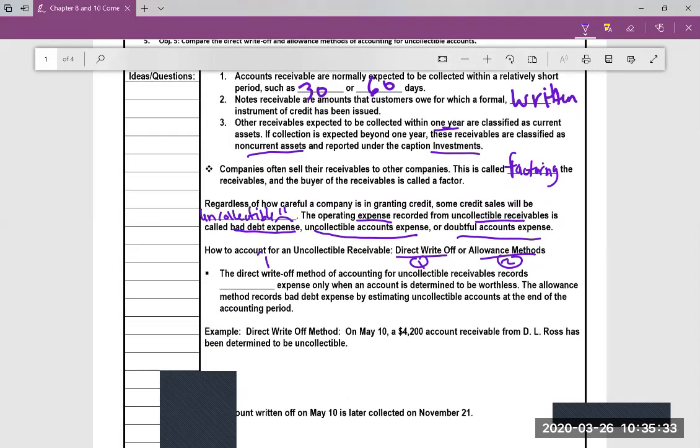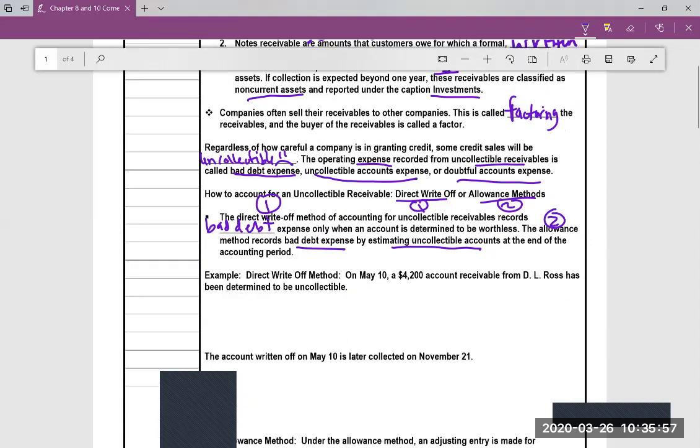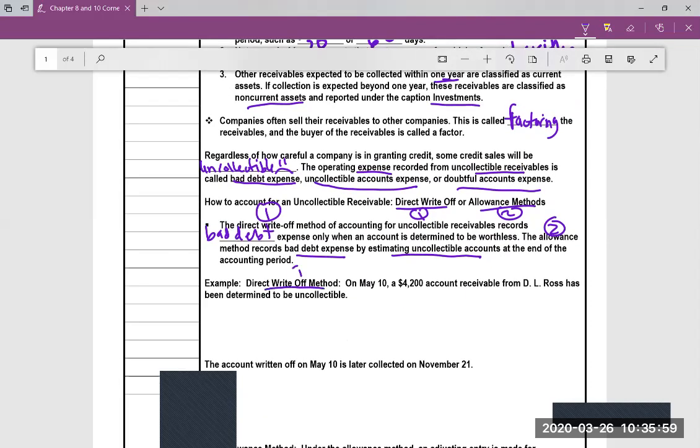We're going to talk about two different methods on how to account for these uncollectibles. First off, the direct write-off method of accounting for uncollectible receivables records that bad debt expense only when the account's determined to be worthless. The allowance method, we'll talk about that one in a second, reports bad debt expense up front. You're kind of estimating how much will be uncollectible, and we'll talk about that one in a minute. So direct write-off method, number one.